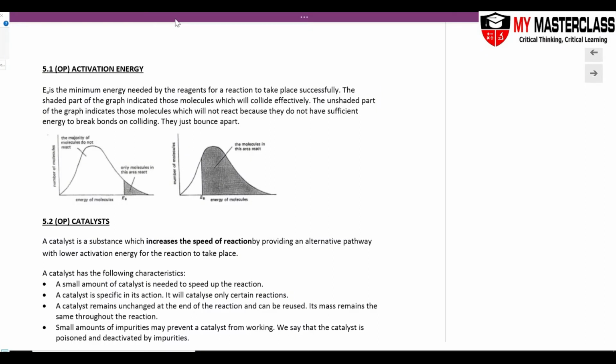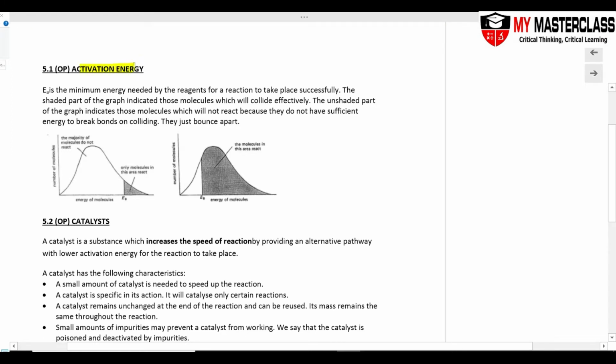Right? The next factor that we are going to look at is the activation energy. So recall in the energy changes, this activation energy is the minimum energy needed by the reactants for reaction to take place. So particles with energy higher than EA can react; they knock together, they will not bounce off, the bonds will break and they will reform.